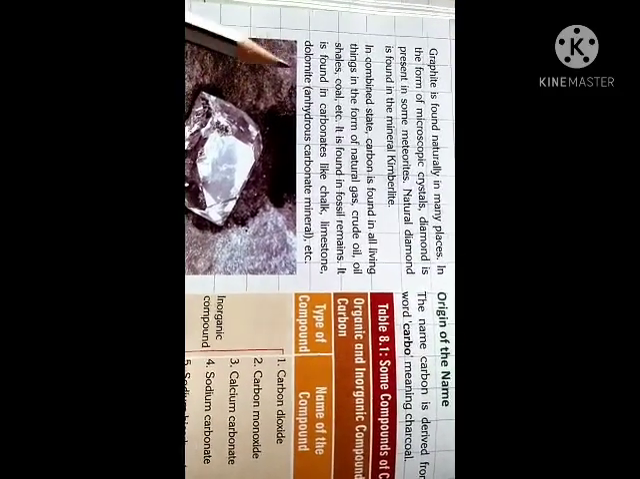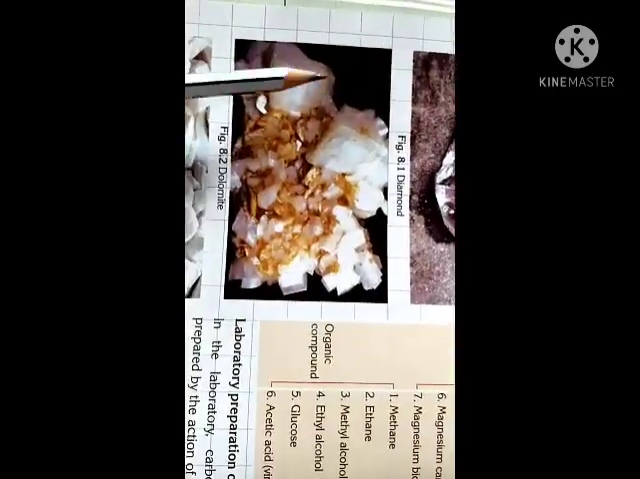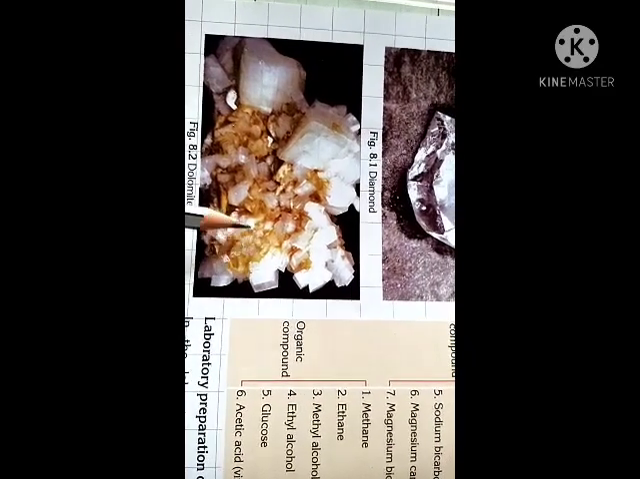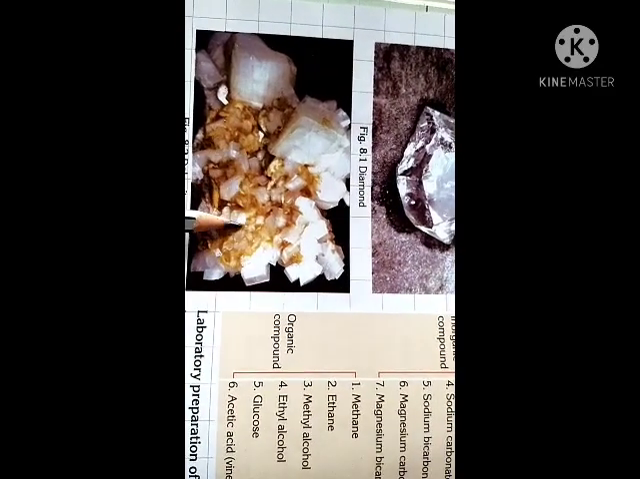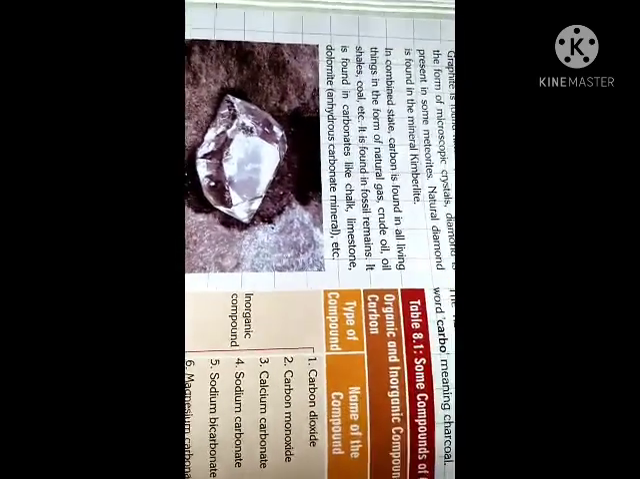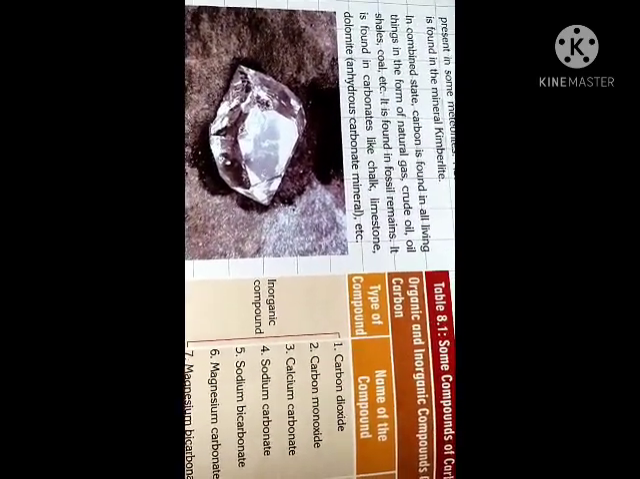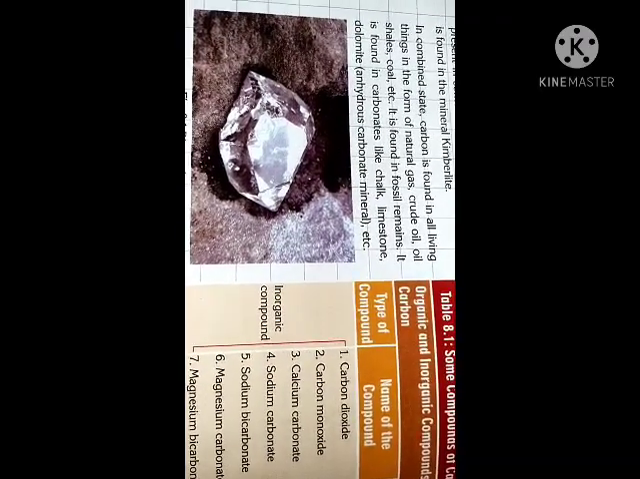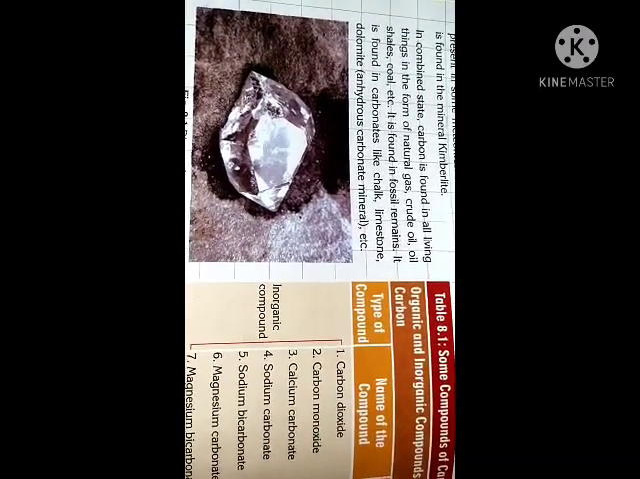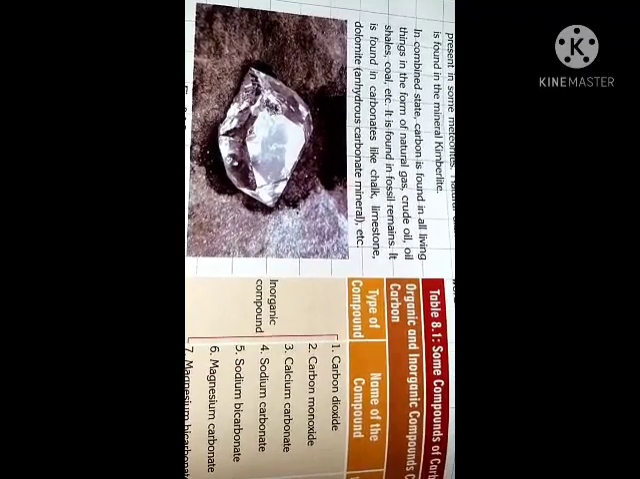Okay, now mineral kimberlite is this form of diamond. You can see here, this is dolomite, a form of diamond ore. Okay, in combined state, carbon is found in all living things and in natural gases. In living organisms also, carbon is found.